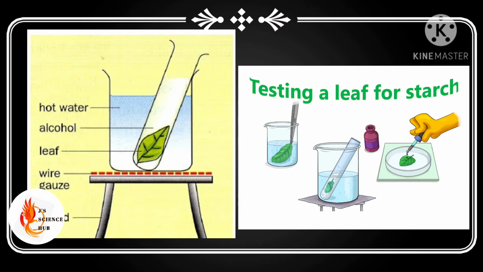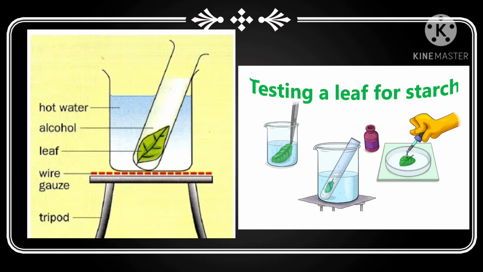First of all, we have to dip the leaf in hot water and boil. This helps to break the plant cell wall. Then put them into a boiling tube with alcohol and boil them in a water bath. Now you can observe the alcohol turns green in color. This shows the chlorophyll pigment present in the plant leaf has dissolved into the alcohol.